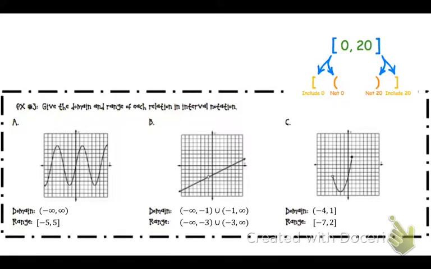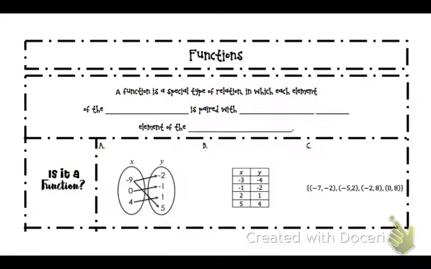Cool? Okay. This is kind of long. You have to bear with me. We have to get through it, though. So a function is a special type of relation. So a function is a special type of relation in which each element of the domain is paired with exactly one element of the range. So that means for each x value, there is just one y value.